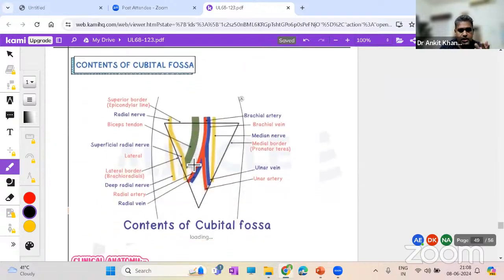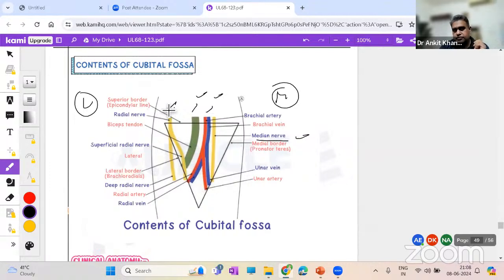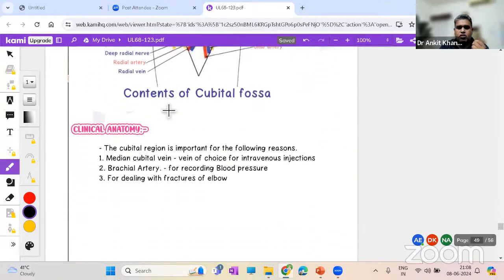Then obviously you can make a diagram like this showing the contents. Okay, this is the medial aspect. Always in a diagram in anatomy, try to write what is medial, lateral, anterior, posterior, superior, inferior, whatever fits into that diagram. That gives a very good impression to the examiner, that okay, the child knows what is medial, lateral. Then on the medial side we can write median nerve, then the brachial artery, biceps, and the radial nerve over here as the contents.